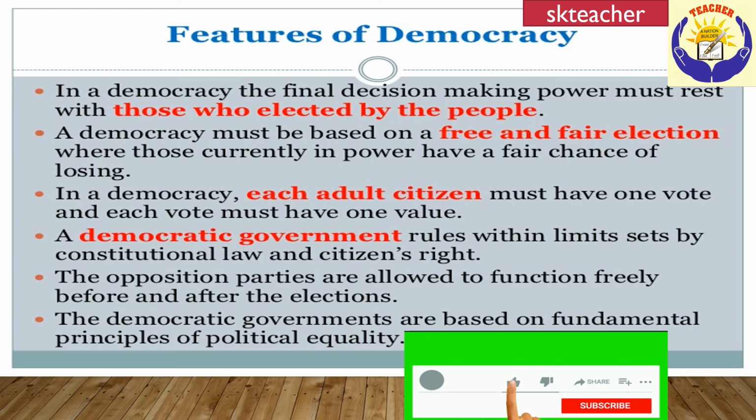Next one is the fourth point. A democratic government rules within limits set by constitutional law and citizens' rights. And fifth point, opposition parties are allowed to function freely before and after the elections. Last point, the democratic governments are based on fundamental principles and political equality. Here I am going to club the last three points together for the nation Zimbabwe.